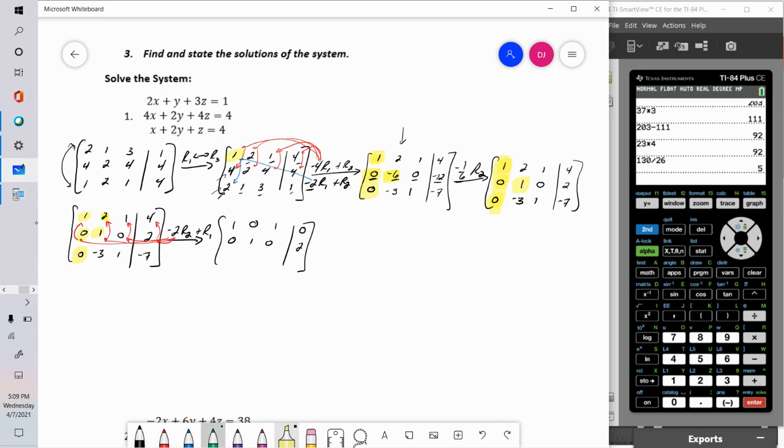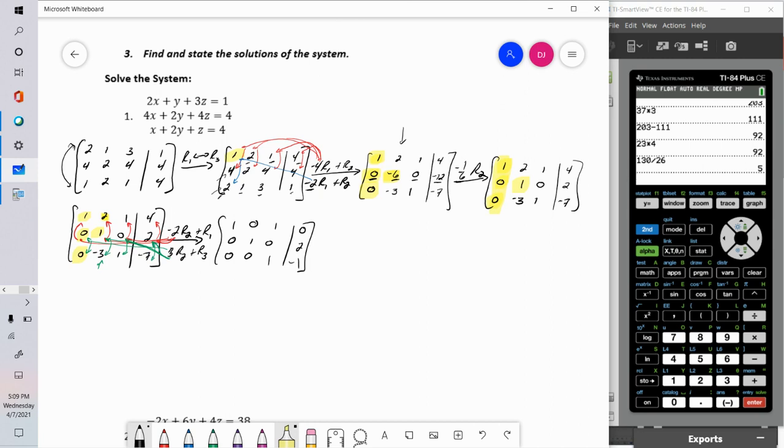And then this -3 is going to need to be 0. So now the row with the 1 in it is still row 2. So 3 times row 2 plus row 3. 3 times 0 is 0, plus the 0 is 0. 3 times 1 is 3, plus -3 is 0. 3 times 0 is 0, plus 1 is 1. 3 times 2 is 6, plus -7 is -1.